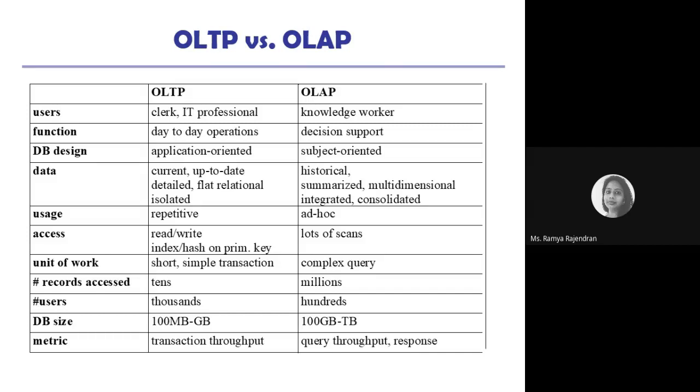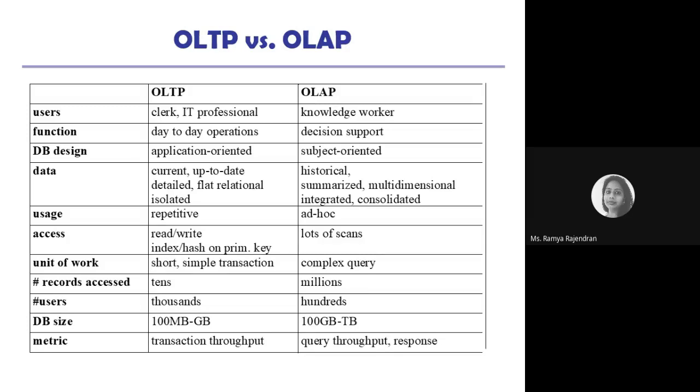Next, DB design, how the DB is designed. In OLTP it is application oriented. So if we are able to store the information a little easier, they'll go for that particular design. Whereas here it is based completely on the subject. If that makes sense for the business, they always look into that context.